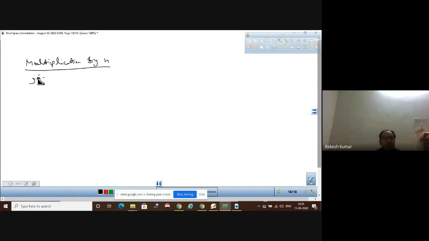The formula is, if the Z transform of U(n), which we know is always a function of Z, is U(Z), then the Z transform of n into U(n) will be minus Z d/dZ of U(Z). This is the first order derivative. And you can prove this result also. This is a very important formula. This is somewhat similar to the formula of multiplication by t raised to power n in Laplace transformation.